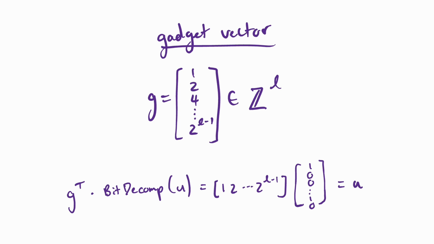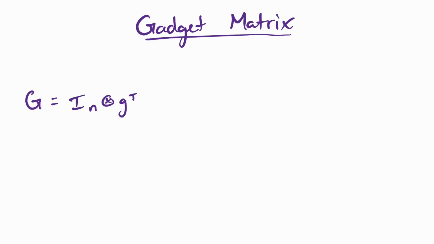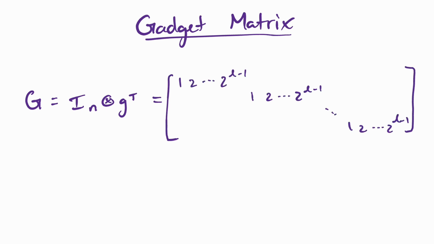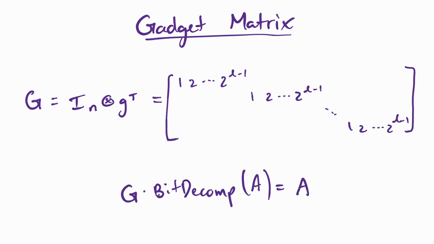And this is nice. You can do more than just one of these vectors. We can form what's called a Gadget matrix, where we take the identity and tensor it by G transpose. What that looks like is the identity with a bunch of powers of 2. The nice property is if you take a matrix A of the right dimensions and take its binary decomposition, that is, we replace every entry of A with a column vector of the binary representation of that entry, then G times the binary decomposition of A will get you A back, just like the Gadget vector, but for matrices.